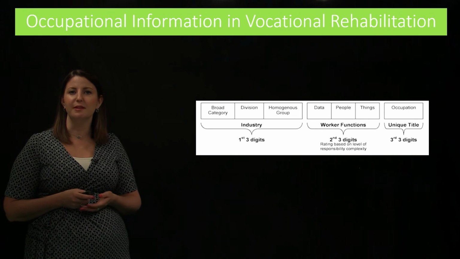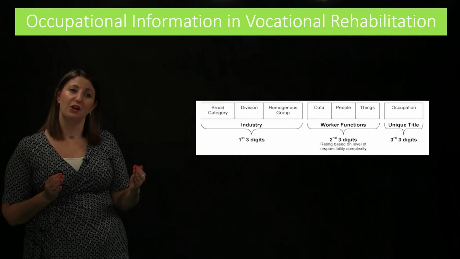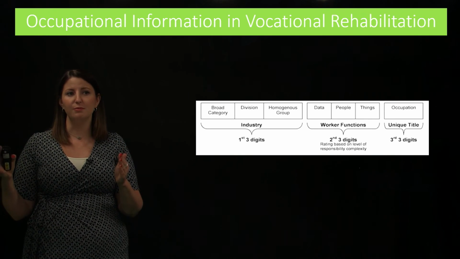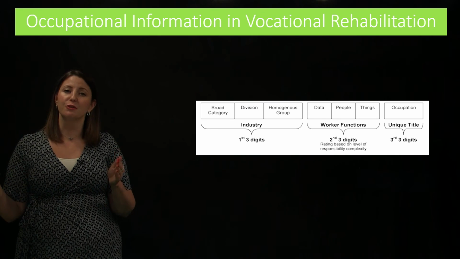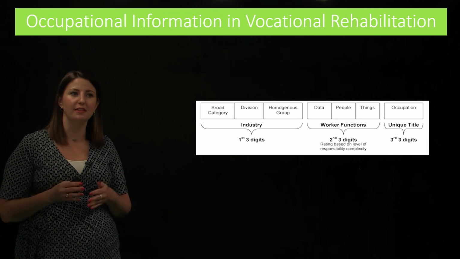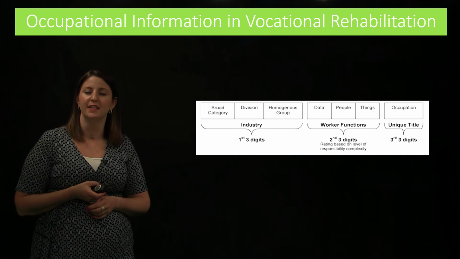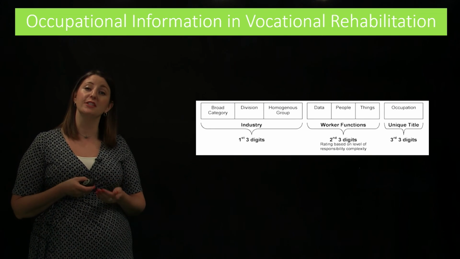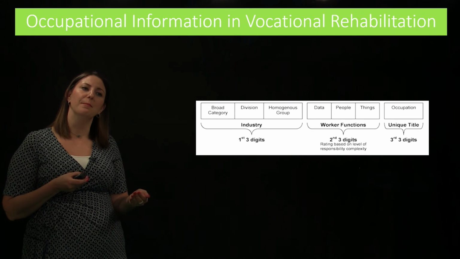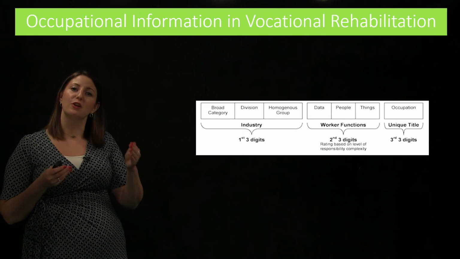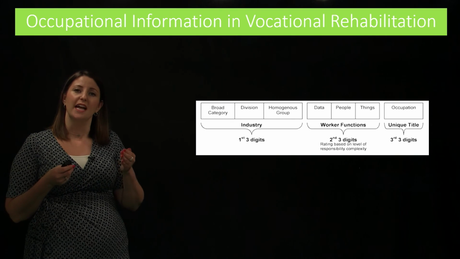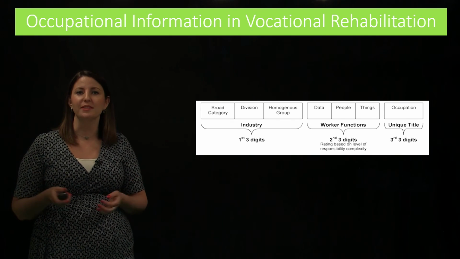So this is just an image to show you that 9-digit code. Again, the first digits represent categories, divisions, groups. The second digit, data, people, things. And then the third is all about occupations. Each digit has a purpose. Each digit has a meaning. And removing digits in a crosswalk, which we're going to do now, helps you broaden the scope to help clients think about their future.